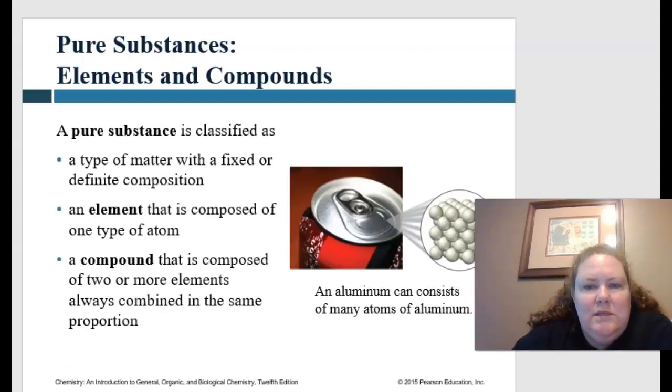A pure substance is classified as a type of matter with a fixed or definite composition. An element is composed of only one type of atom, whereas a compound is composed of two or more elements that are always combined in the same proportion. So an example is that an aluminum can consists of many different atoms of aluminum. Okay, so these are great little words for flashcards, so that you can really get familiar with the definitions.